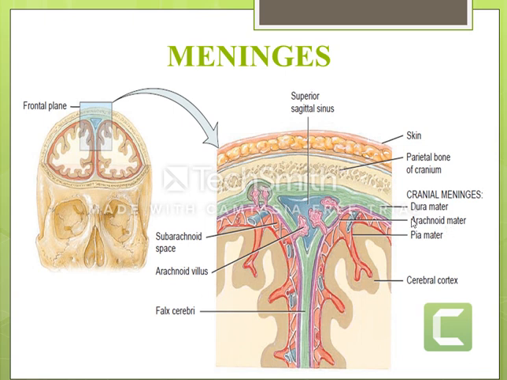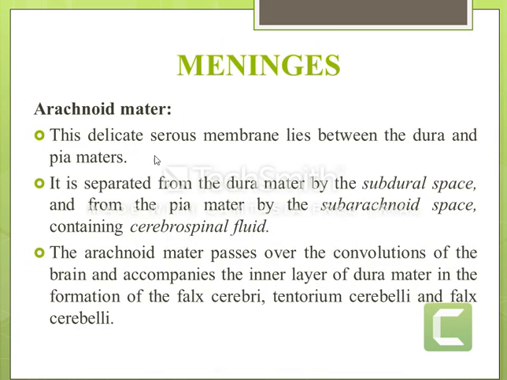Then comes the arachnoid mater. See this, the arachnoid mater is a delicate serous membrane which lies between the dura mater and the pia mater. It is separated from the dura mater by the subdural space and from the pia mater by the subarachnoid space, which contains the cerebrospinal fluid.